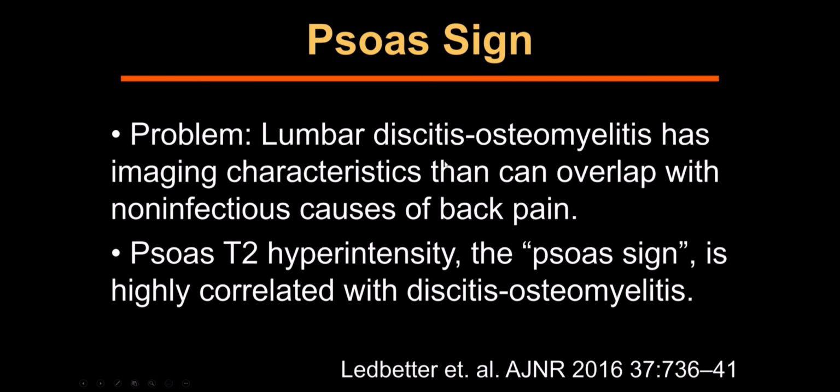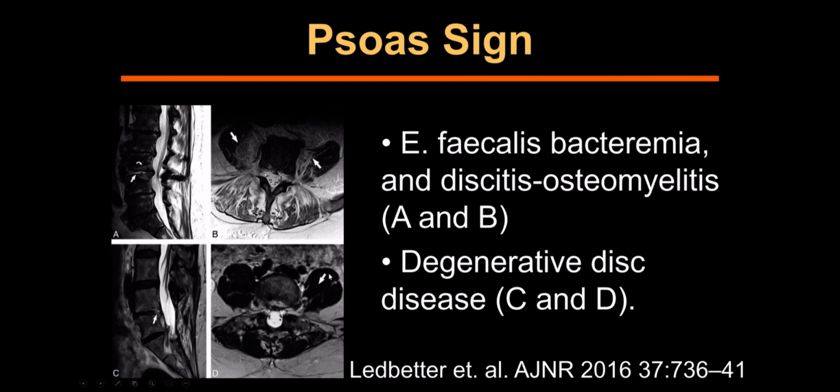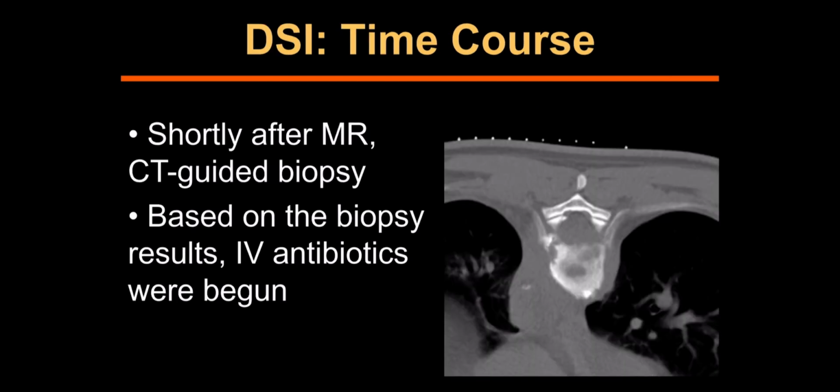And the problem, of course, is that lumbar discitis osteomyelitis has characteristics that overlap with non-infectious causes. So look for psoas hyperintensity. Pretty easy to pick this out. Psoas hyperintensity, psoas hyperintensity, no hyperintensity, no hyperintensity. This is infection. This is degenerative disease.